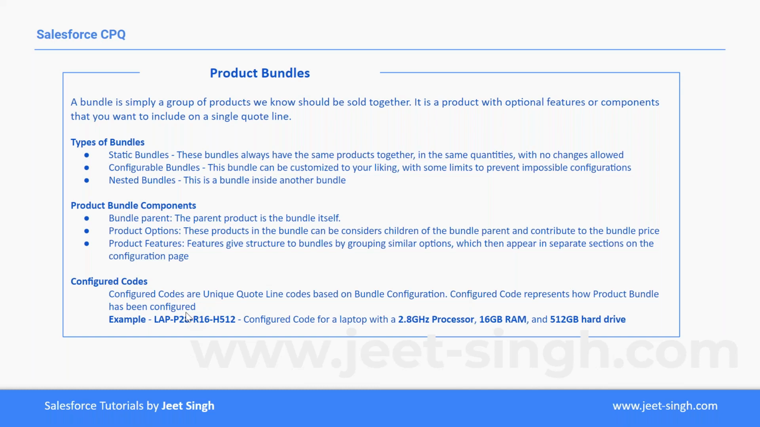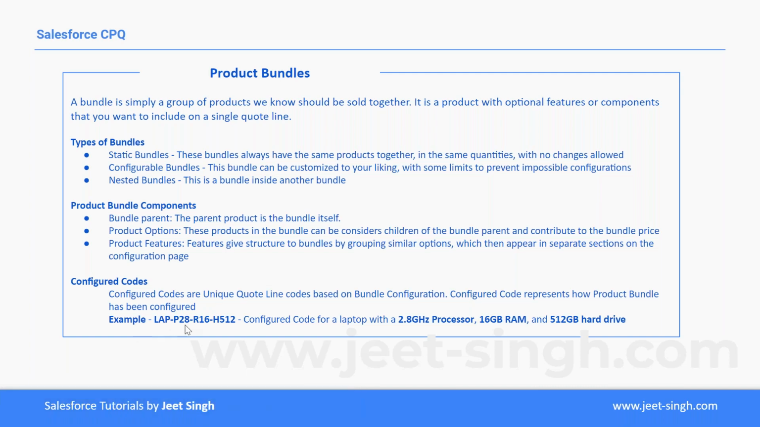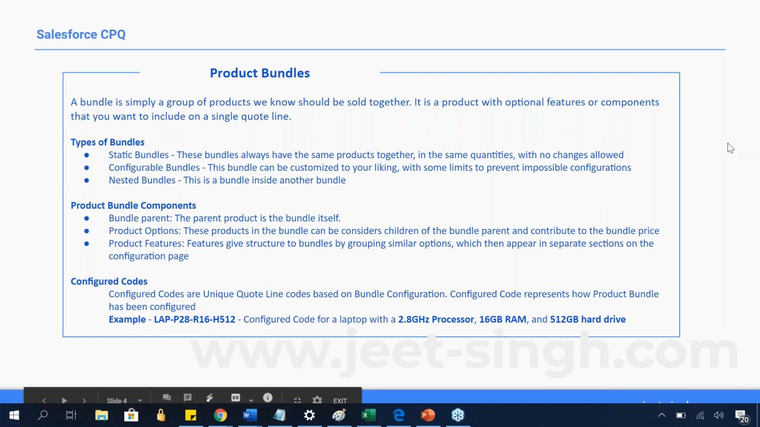Got this? Okay. Now, this code you can set up. You have to define how you want this code to appear, something that you can understand. You can basically have your own naming convention or structure. Okay. Now, how do we do that? Let's look at that configured code part of it.